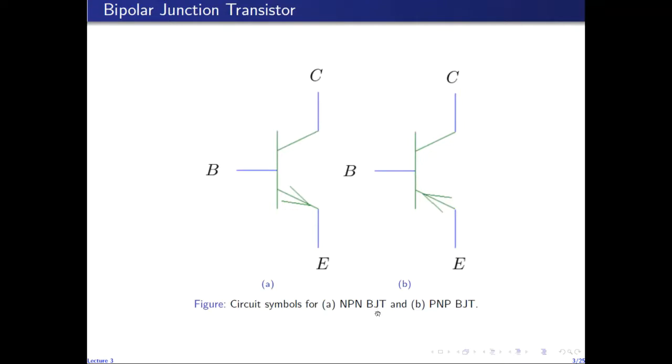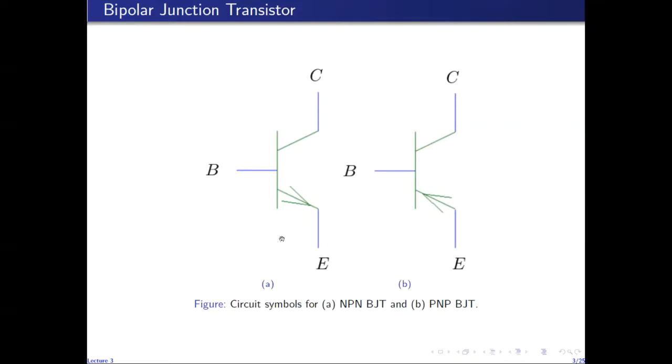An NPN bipolar junction transistor has collector and emitter regions made up of N-type semiconductor materials, and base region is made up of P-type semiconductor material. Whereas a PNP BJT has collector and emitter regions made up of P-type semiconductor materials, and the base region is made up of N-type semiconductor material. Base region is always sandwiched between the collector and emitter regions.